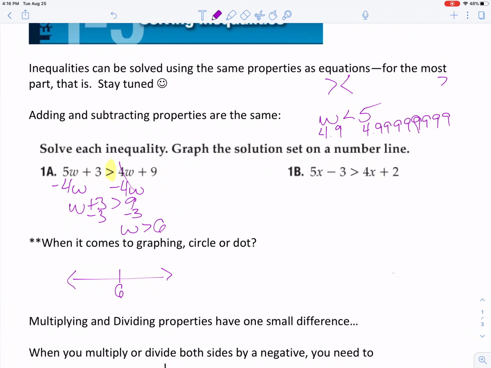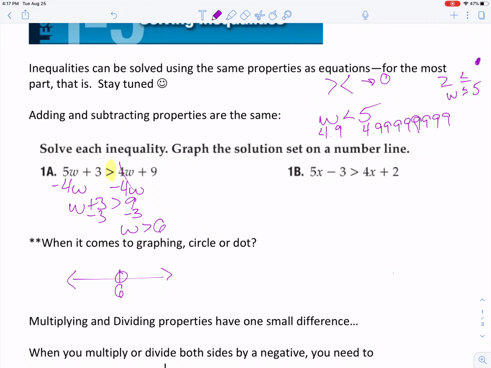Whereas if I have greater than or equal to, or less than or equal to, now W can equal that 5. That one little line makes all the difference. So how do I show that on a graph? Well, I'm going to use either a circle or a dot. The greater than or less than ones get circles, and the greater than or equal to and the less than or equal to get a dot. So since this was a greater than sign, it's going to get just a circle.